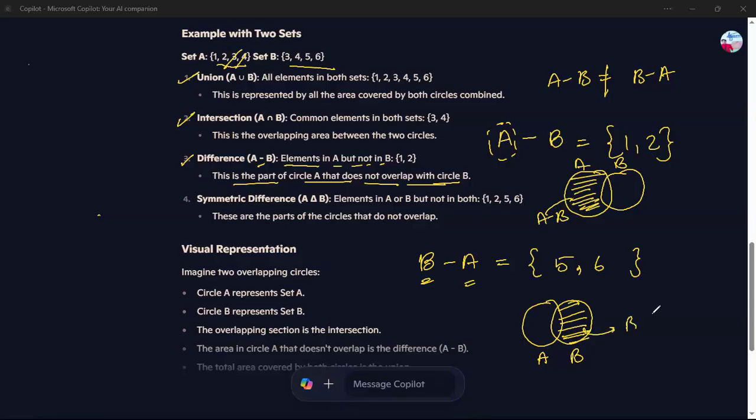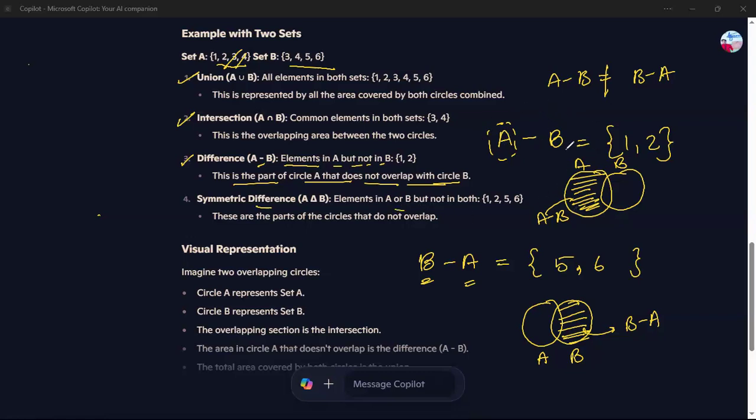This is A minus B. It's B minus A. Are you able to understand the Venn diagram concept? How am I drawing these circles? Is that clear? Yes, sir. Great, great. So let's now discuss symmetric difference. This is also very easy.